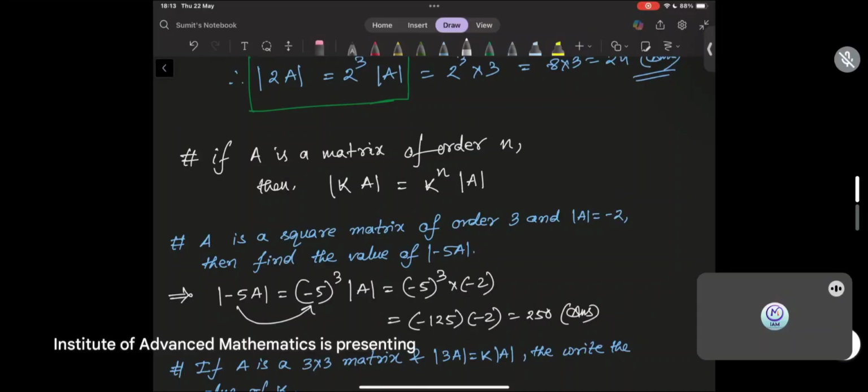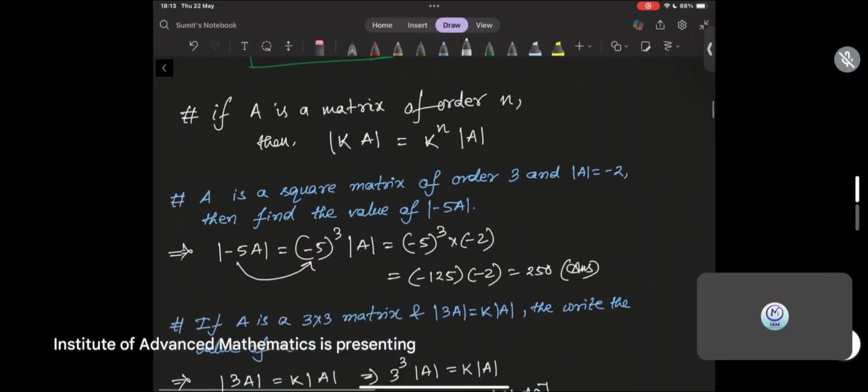So determinant of -5A equals (-5) whole cube determinant of A, then you can just put the value of the determinant. Why (-5) whole cube? Because according to the property, k to the power n determinant of A, since it is of order 3, my constant term is -5, so the constant term will take the power as the order, and then determinant of A will come. So (-5) whole cube into -2 will be 250.